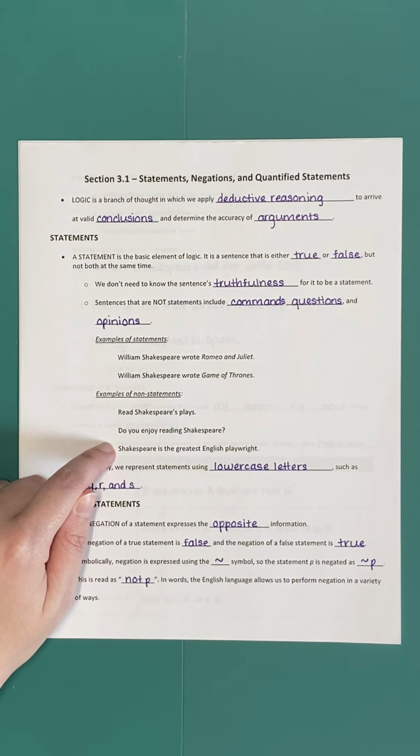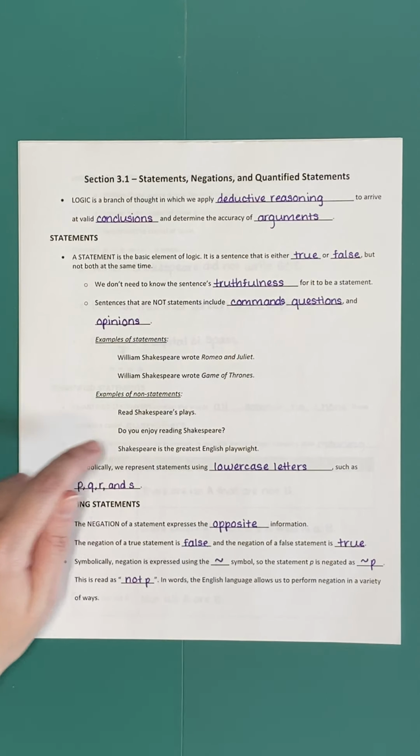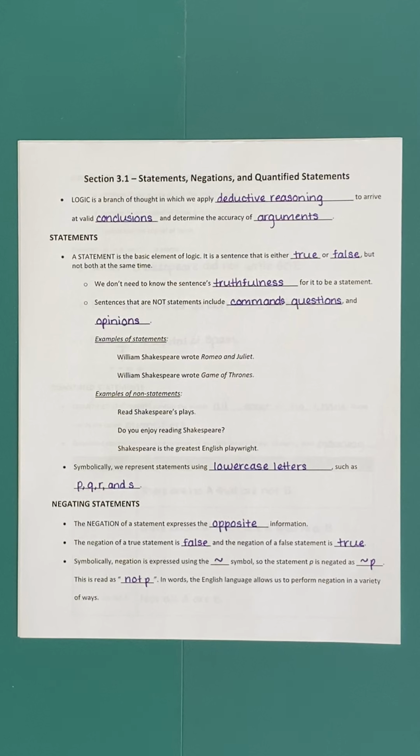So we can't have a sentence that could be both true and false at the same time. That's the issue with an opinion. It could be true for some people, it could be false for other people, so we don't classify something like that as a statement. So it's got to be something completely separate from a value judgment. It's got to be a declarative sentence. It's got to be something that's either true or false, but not both at the same time.